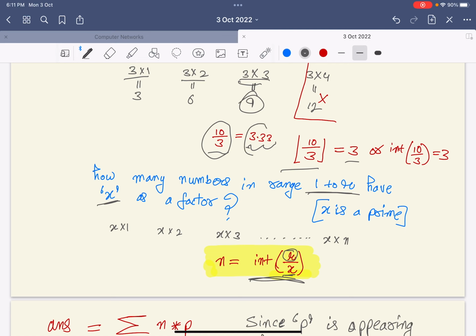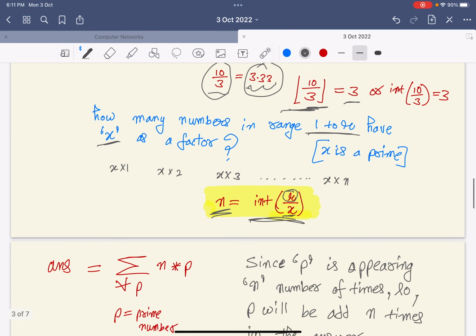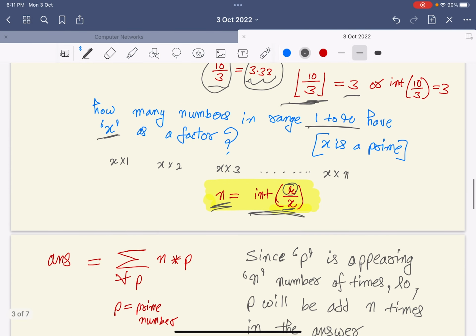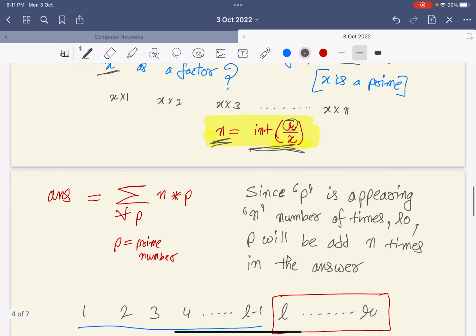Since here I'm getting 3.3, I take its lower bound and I get 3. So that is the number of times that prime number will be occurring in the whole series. So what will be my answer? I have to do this for all prime numbers. Okay, so the answer will be the summation of n times p for all p, where p is a prime number.